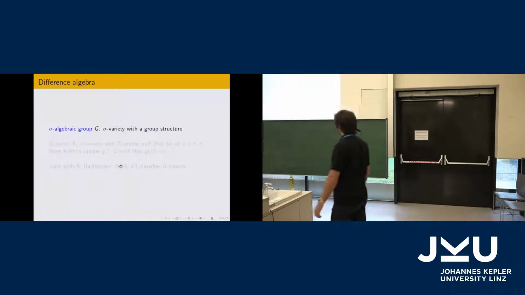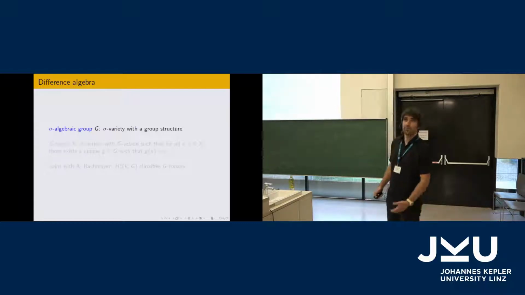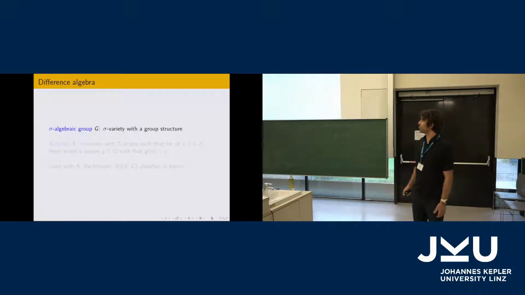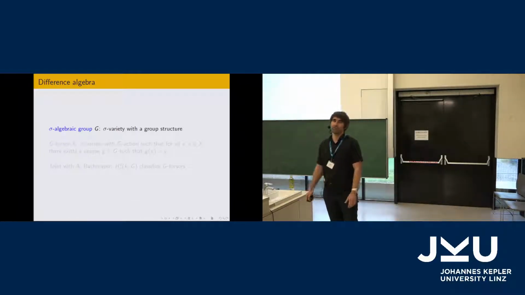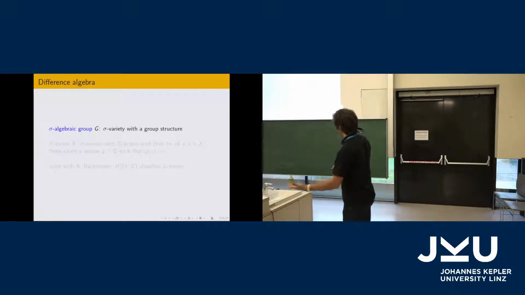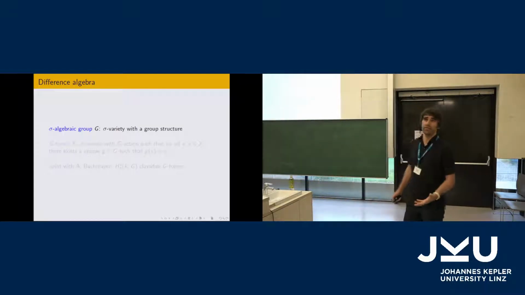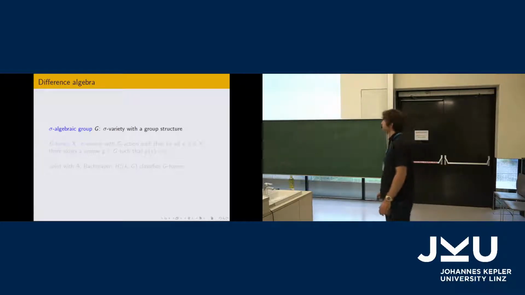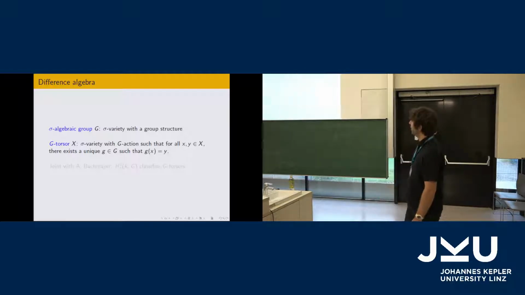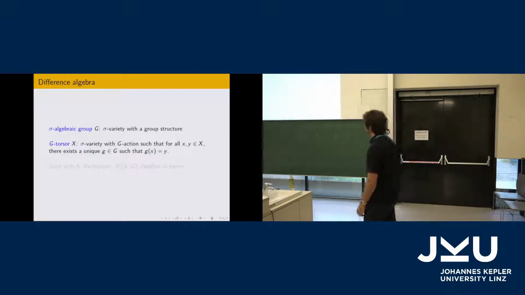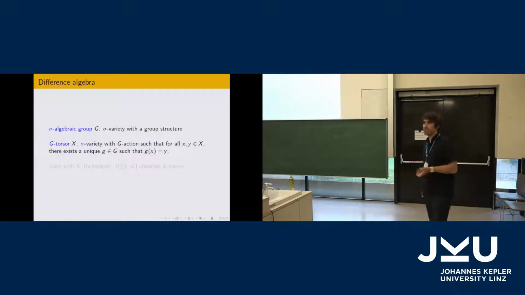And then a difference algebraic group is simply a difference variety with a group structure. Or, if you want, you can also say a difference algebraic group is the group object in the category of difference varieties. Here the morphisms are just maps given by difference polynomials. Okay. A G-torsor is a difference variety with an action of G such that for any two points in X there exists a unique element in the group that transforms one point to the other point.